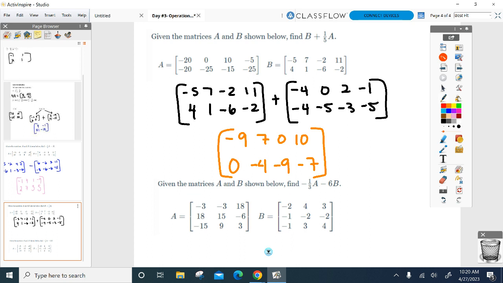I know you guys probably switched it, which is fine because it's addition and you can do addition both ways. But all I did was I took matrix B and wrote it here. I'm doing B plus 1/5 A in that order. If you did 1/5 A plus B, it's fine because remember, addition can go both ways.